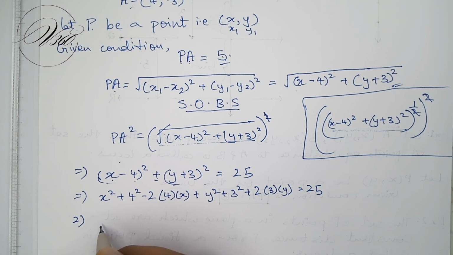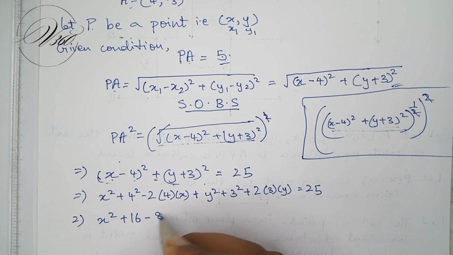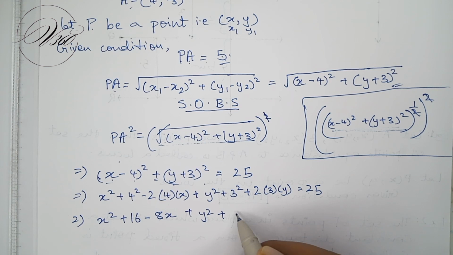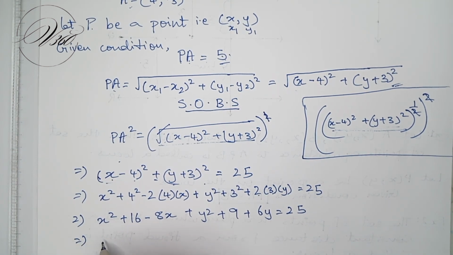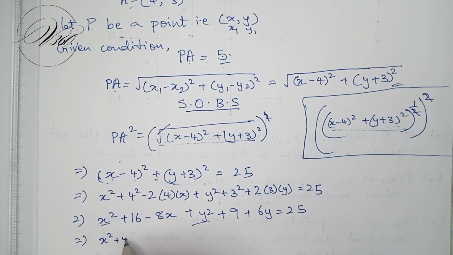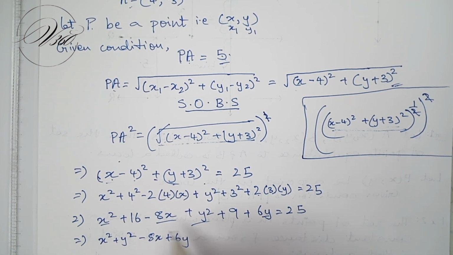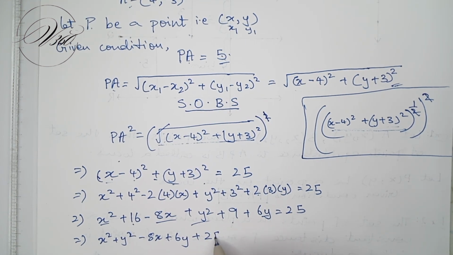We will solve here. x square plus, what is 4 square? 16, minus 4 into 2, 8x, plus y square, 3 3s are 3 square, 9, plus 3 into 2, 6y, which is equal to 25. Okay, now here we will write in order. Here x square, this is done, plus y square, this is done. Next minus 8x, this is done, plus 6y, this is done. If we add 16 plus 9, it is 25. These both are also done. Now which is equal to 25.